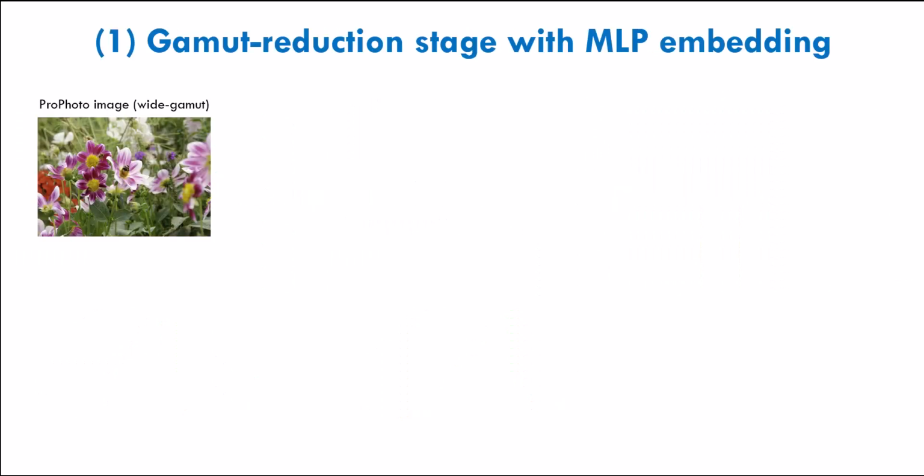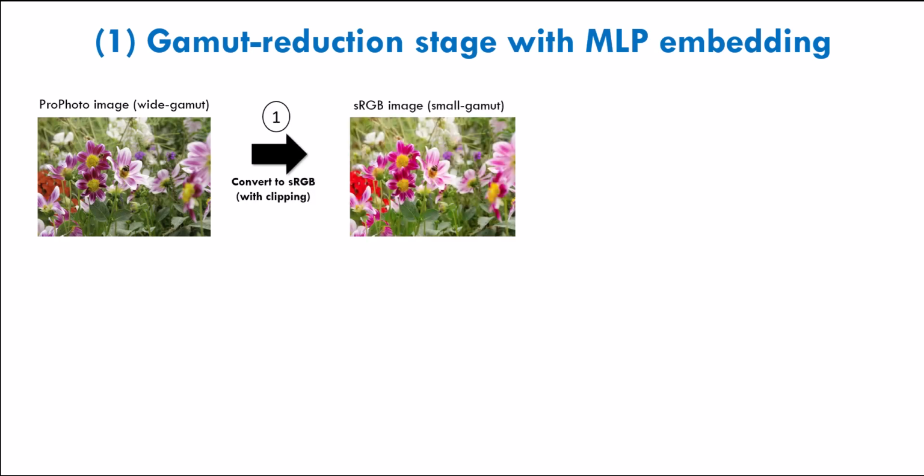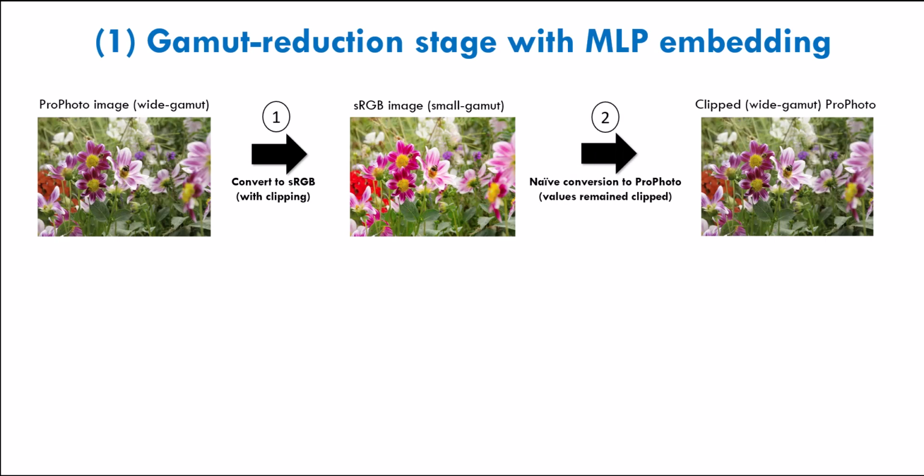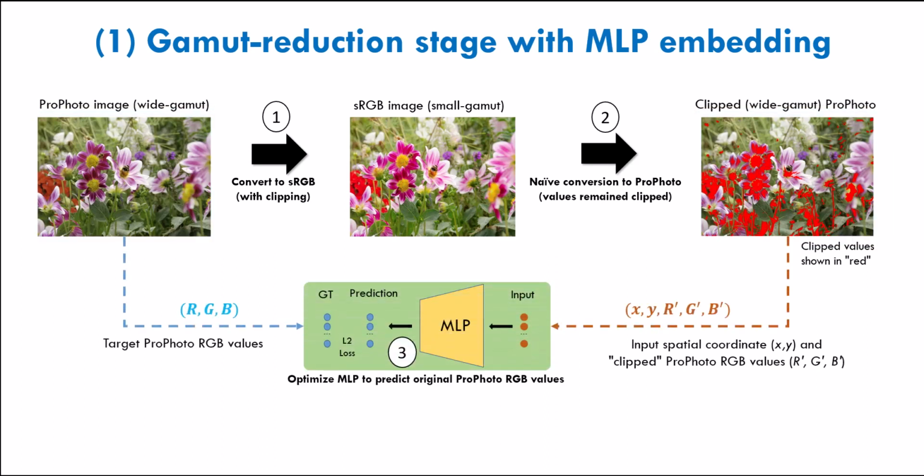Our approach is a two-stage procedure. First, during the gamut reduction stage, we apply a color space conversion to sRGB. Next, we apply the naive conversion from sRGB to ProPhoto. Here, the ProPhoto values are clipped. The key observation is that we now have access to both the original ProPhoto values and their corresponding clip values. We train an MLP that takes a 2D pixel coordinate and its clipped RGB value. The MLP predicts the original ProPhoto value at this 2D location. The MLP can be learned using a simple L2 loss against the original ProPhoto values.